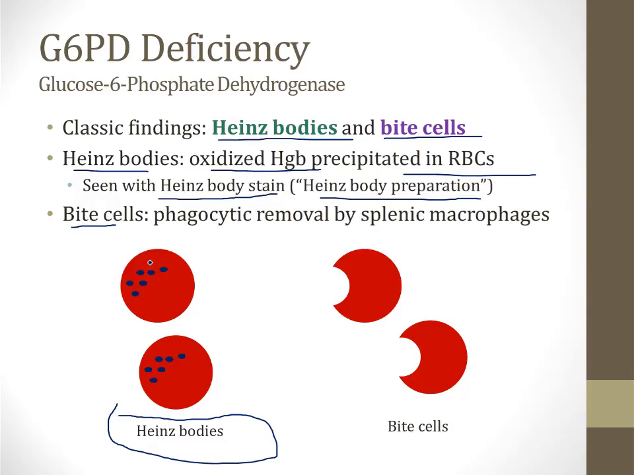Bite cells are cells that literally look like they have a bite taken out of them, and this is because of phagocytic removal of a portion of the red cell by splenic macrophages.